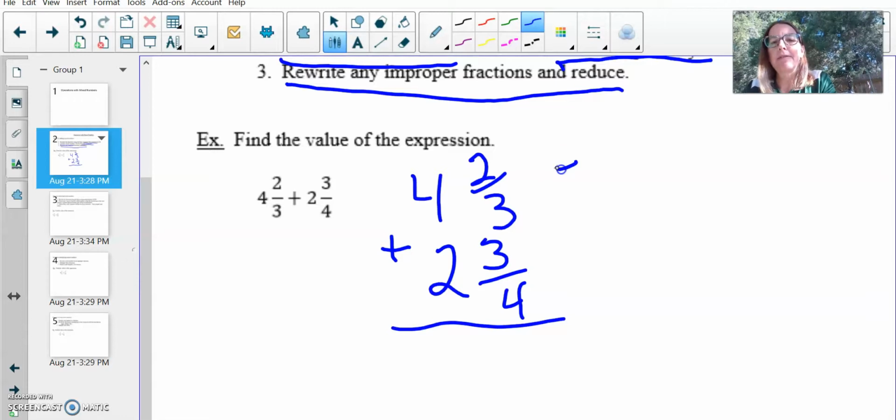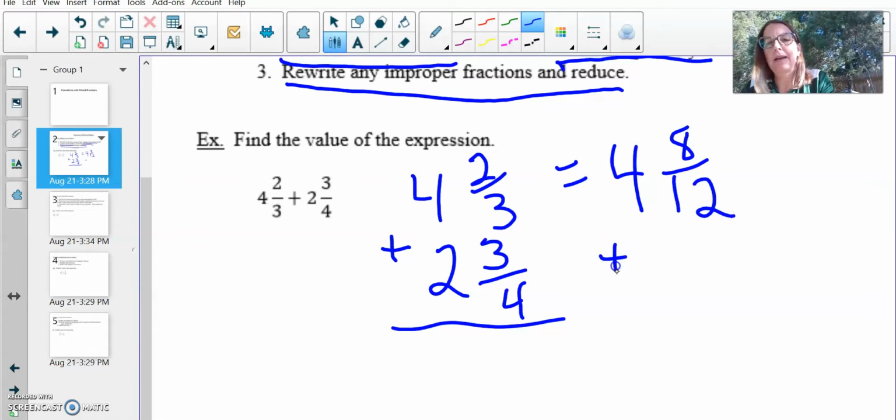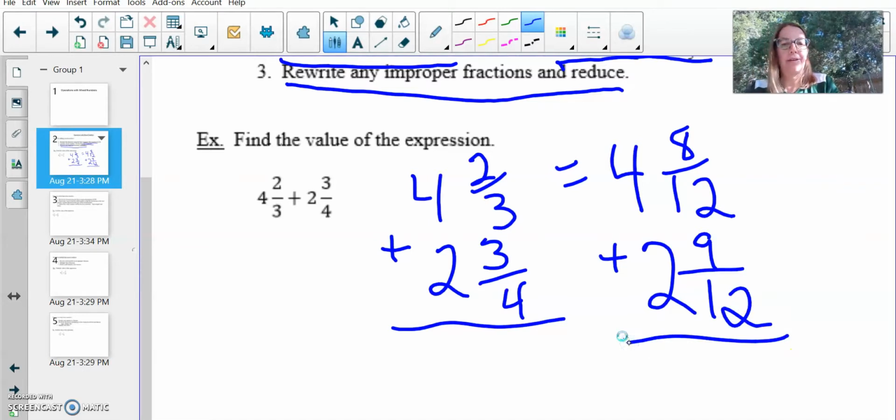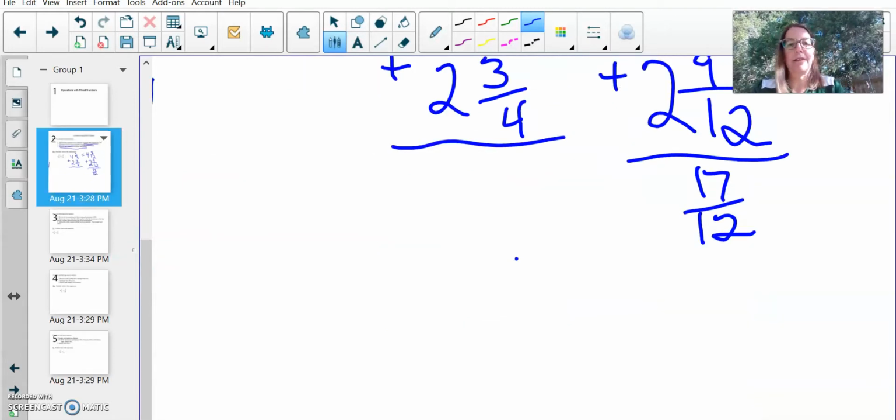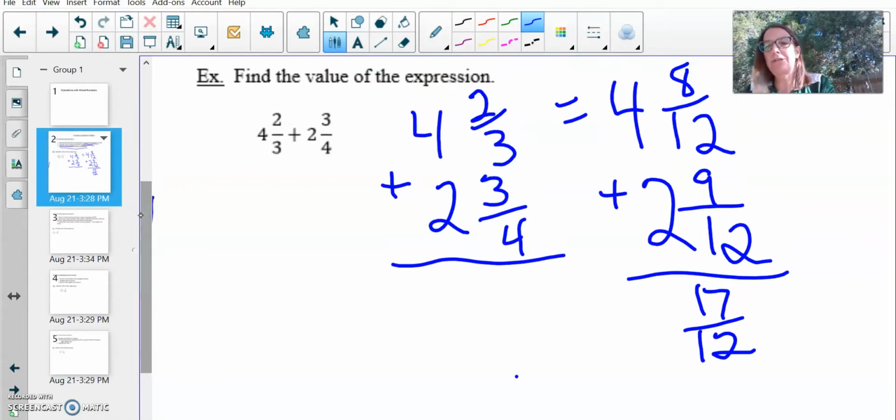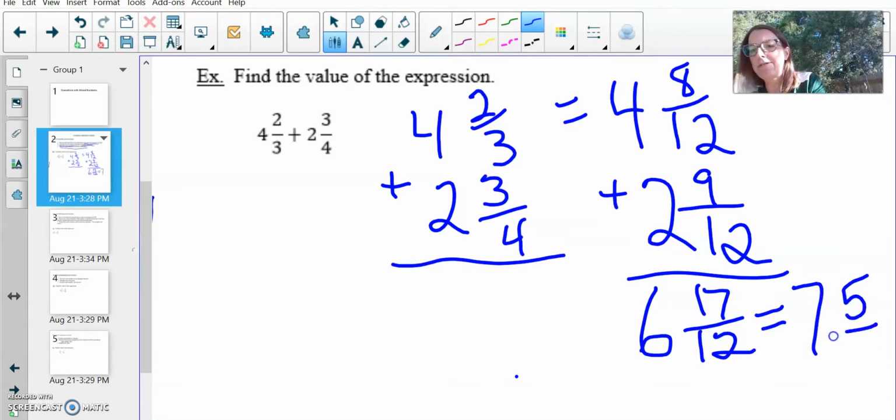be 12. So I'm going to rewrite it as 4 8/12 plus 2 9/12. Now I can go ahead and add the fraction pieces together. So 8/12 plus 9/12 gives me 17/12. And then I can also add together the whole number pieces. 4 plus 2 gives me 6. And now I have one more step because that fraction, 17/12, is improper. So when I rewrite it into a mixed number, my final answer would be 7 5/12.